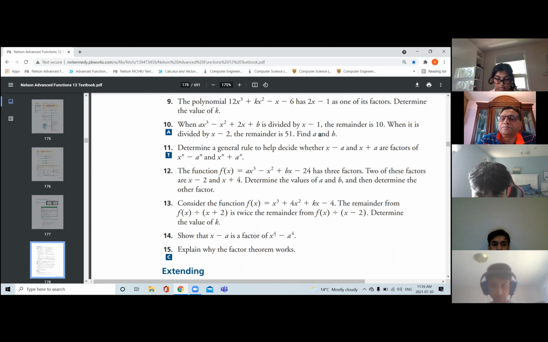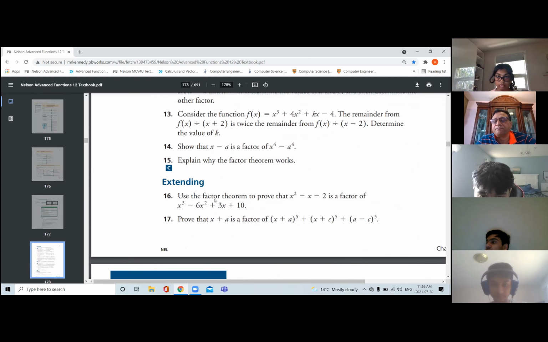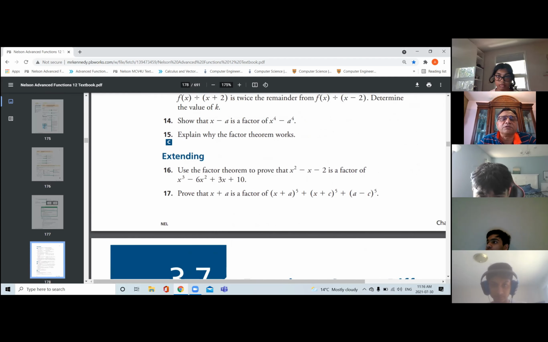Anybody, any doubts? Okay, go to the extended section, please. Akshat, can you answer question number 16? Yes, sir. Use the factor theorem to prove that x squared minus x minus 2 is a factor of x cubed minus 6x squared plus 3x plus 10. Correct. So what is factor theorem? Okay, sir. So factor theorem, we would consider the factors of this and the leading coefficient, which should be 1 for this, and then 1, 5, and 2 for that.